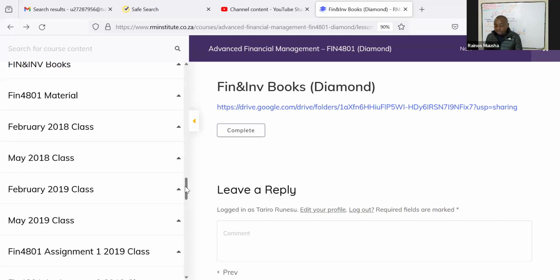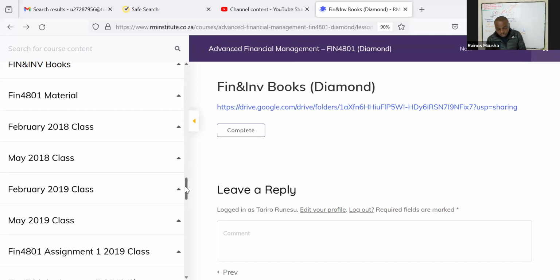material. And the material that you're going to be able to access there is basically the past question papers, the answers to the past question papers, the past assignments, and also the answers to the past assignments, as well as the lecturers' answers to the past assignments as well.